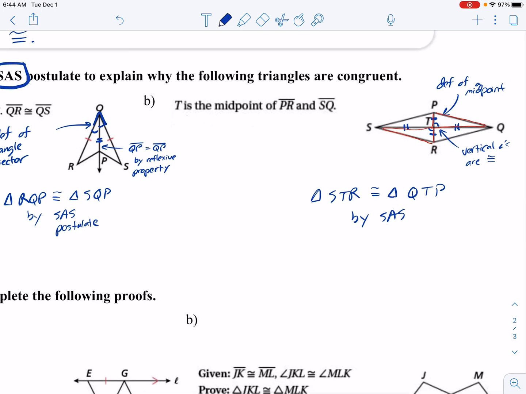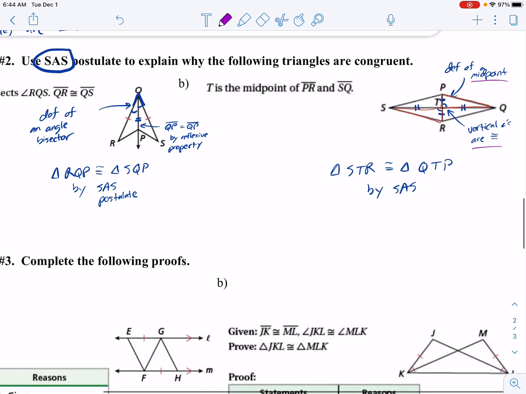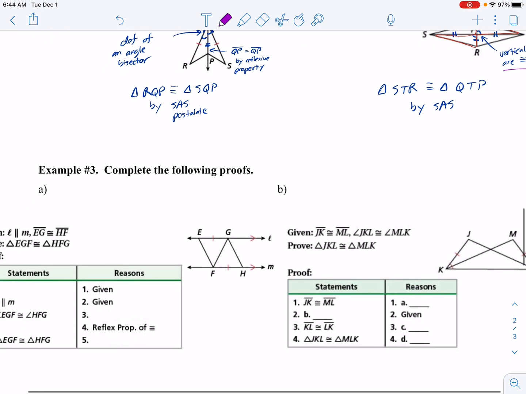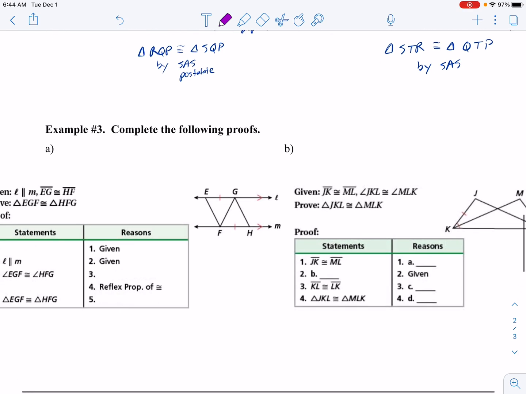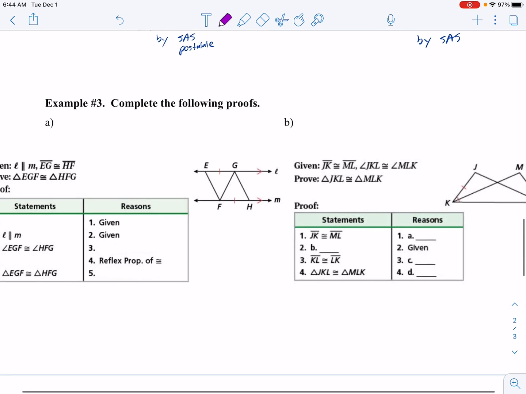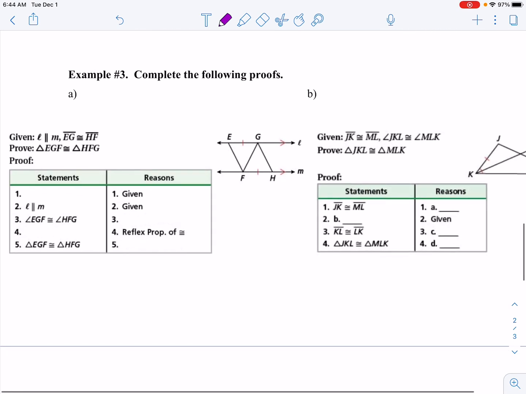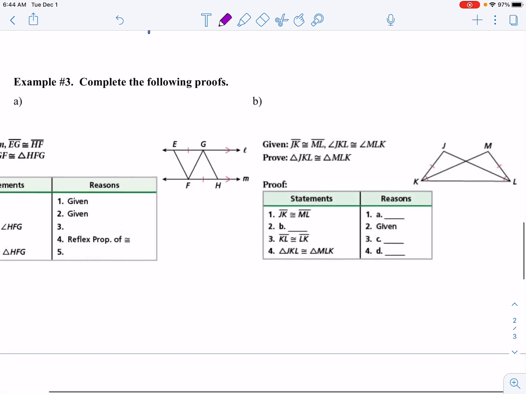Make sure you have this information labeled, right? Why are these side lengths congruent? Why are these angles congruent? And we're going to have more of an emphasis on that when we start completing some of these proofs. So there's two proofs down here. I'd like to do B with you first, and then you can try A on your own. Let's go ahead and do B together.